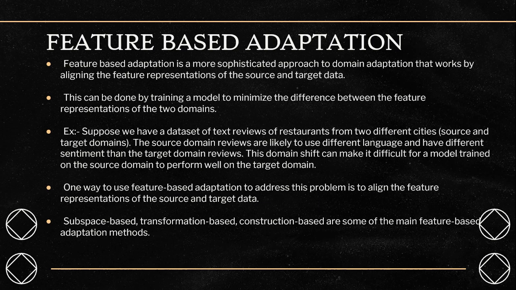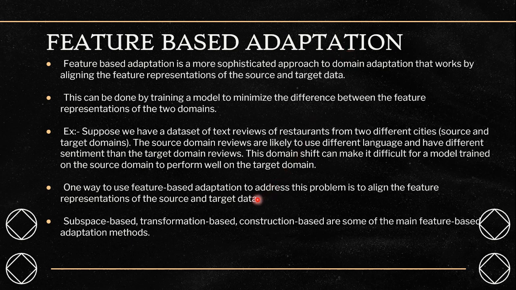Next one is feature-based adaptation. Feature-based adaptation is very important because, unlike instance-based adaptation, here we try to make the features similar. First we can remove invariant or irrelevant features and see which features are relevant for both the training data and the testing data, and what is similar between them. Let's say an example: suppose we have a data set of text reviews of restaurants from two different cities. If they are two different cities, essentially they are from different distributions. So how can it be solved? It can be solved by feature-based adaptation.